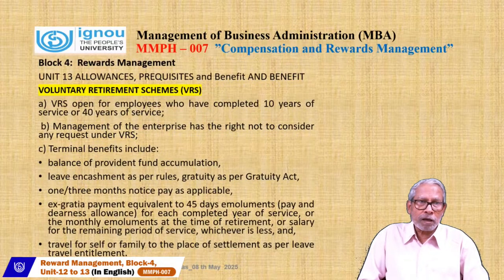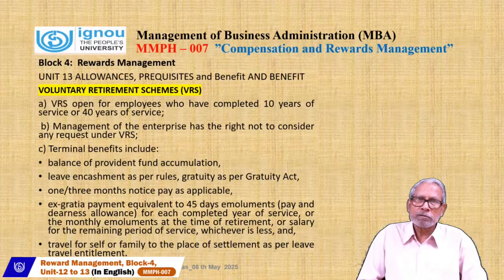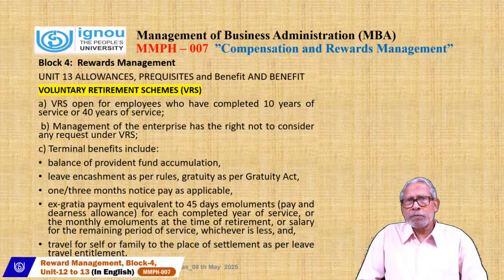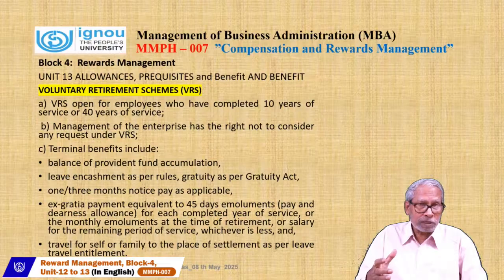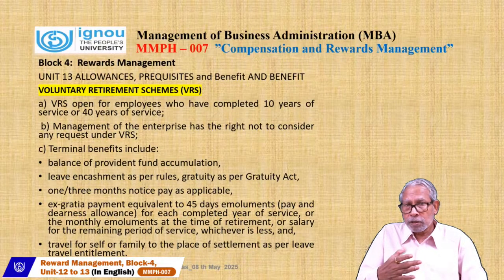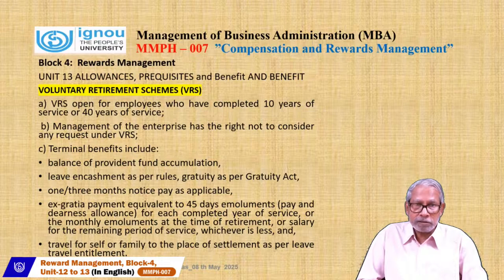Now we can look at more details of the VRS. VRS is open for employees who have completed 10 years of service or 40 years of age. But the VRS scheme again depends on management decisions. They can have it for a certain period, maybe 6 months or 1 year, and declare it. After that they can stop it also. It is not available throughout the year. So the management of the enterprise has the right not to consider any request under VRS.